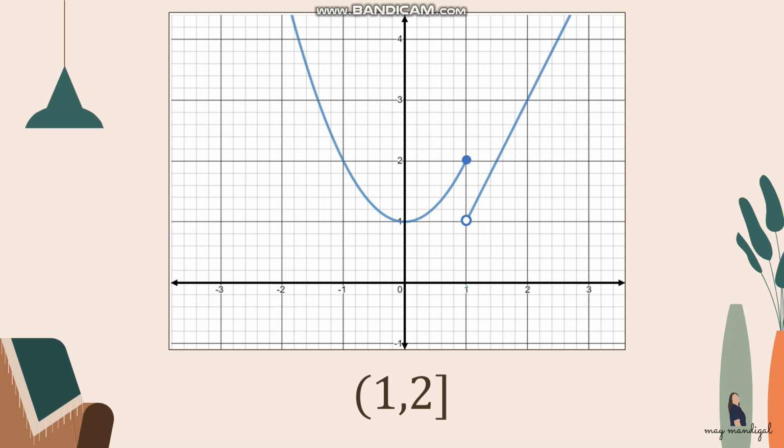Next, how about if it's 1 not included up to 2 included? Same thing. We have to look at x equals 1, but x equals 1 should not be included, so I will use this point right here. Up to 2 included, so this point right here. This is where x is equal to 1, and this is where x is equal to 2. Again, I have to trace without lifting my pen. So there, I can trace it. Therefore, the graph is continuous on the interval (1, 2].